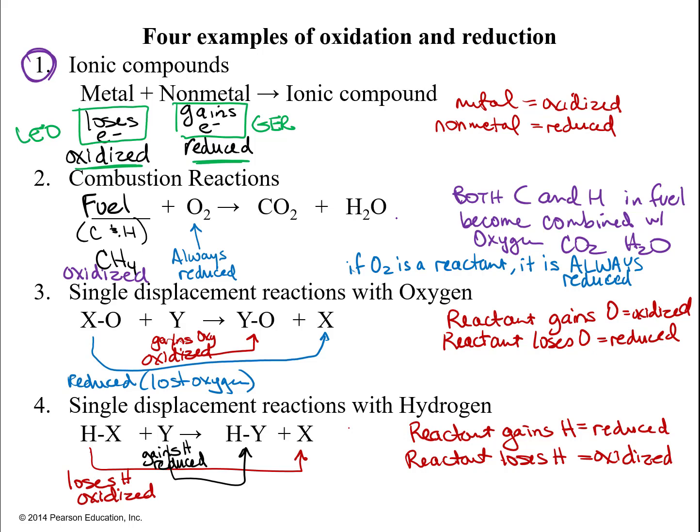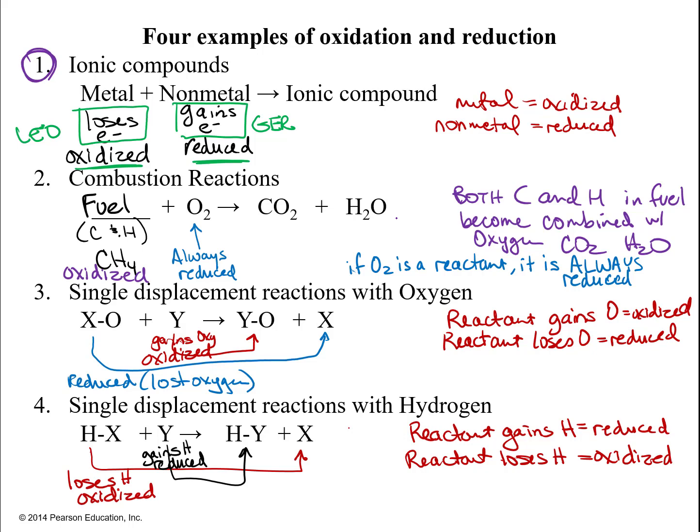In example number 3, whichever reactant is the element, if it gains oxygen, do you see how Y becomes Y with an oxygen? It becomes oxidized. So if the reactant gains oxygen, it gets oxidized. If the reactant X, which starts off with an oxygen, but now on the product side, it's just X all by itself, do you see that X loses its oxygen? If it loses oxygen, it's reduced.